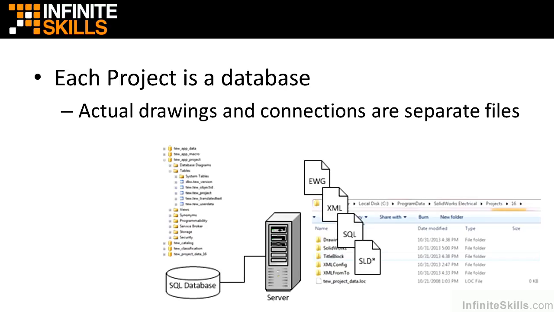We have EWG files, which represent the actual drawings, XML files, which are the from-to list information for cables when you use 3D, SQL queries for the reports, and finally SOLIDWORKS 3D models, whether they be parts or assemblies. These are then connected to the SQL database.